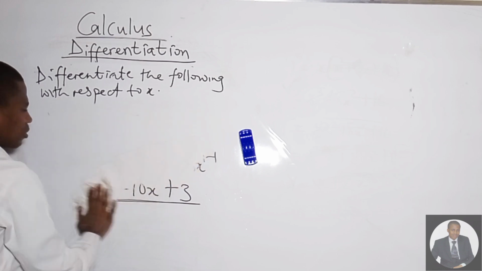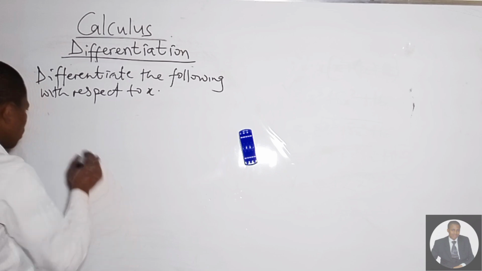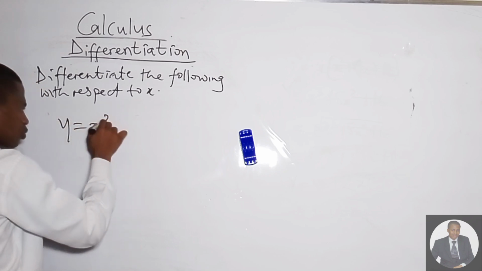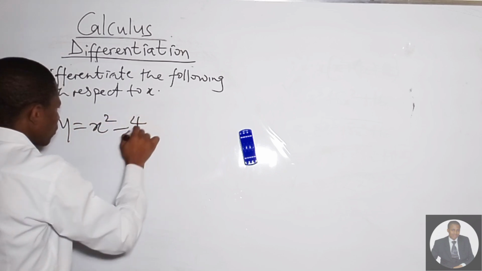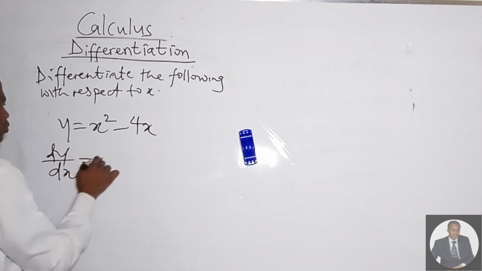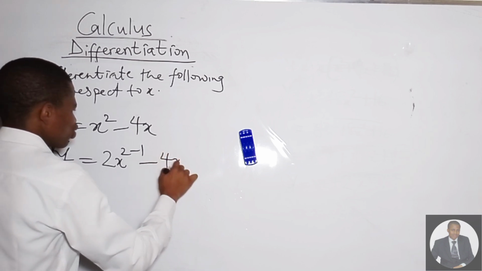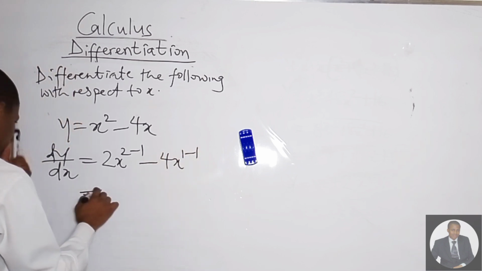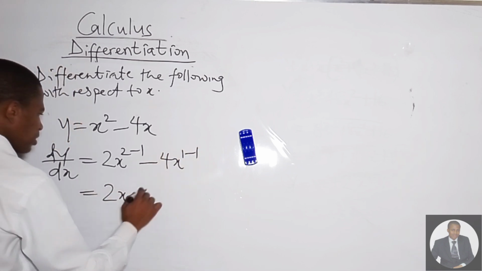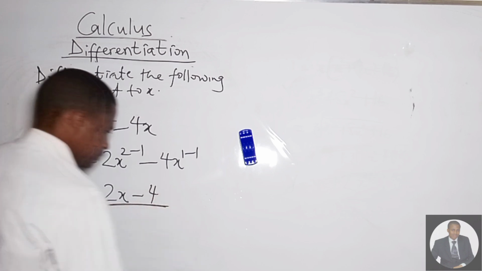Another question. Find the dy/dx of x squared minus 4x. So the dy/dx is equal to 2x to the power 2 minus 1, minus 4x to the power 1 minus 1. That will give us 2x minus 4 as our answer here.